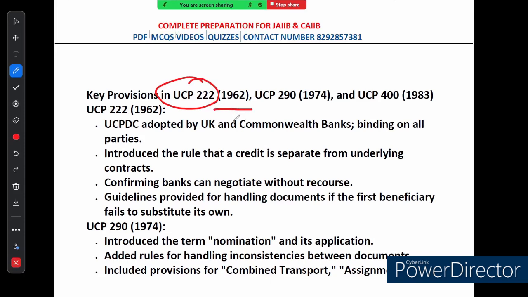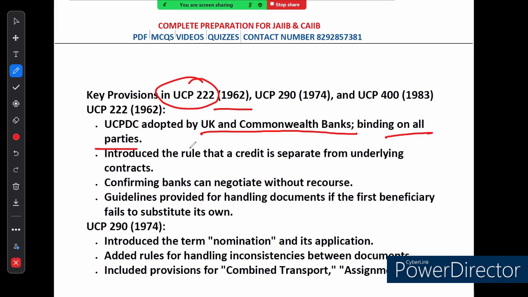This version was notable because it marked the adoption of UCP guidelines by banks in the UK and the Commonwealth. So UCPDC was adopted by UK and Commonwealth banks. This means that these rules became binding on all parties involved in international trade within this region, making the UCP guidelines a global standard.